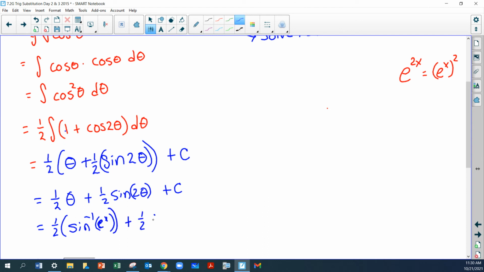Plus 1/2 sine 2 theta. Well, there is a story for this. Oh, this should have been, we distributed, this should have been a 1/4. Sorry, make that a 1/4 sine 2 theta. Back in pre-calculus, you had a formula that said sine 2 theta is equivalent to 2 times sine theta cosine theta.